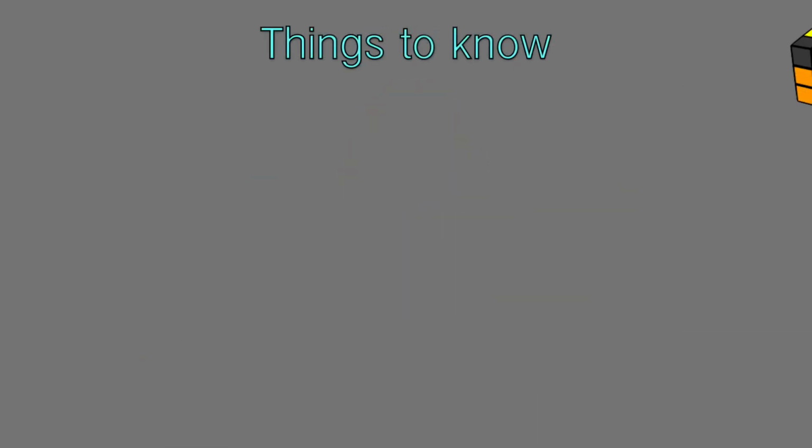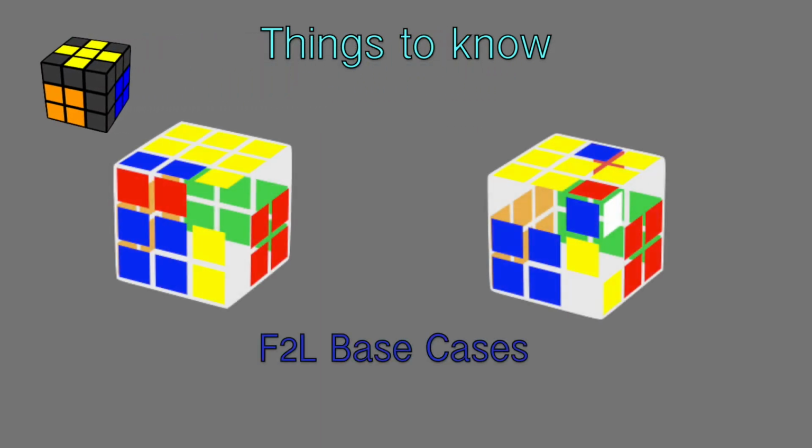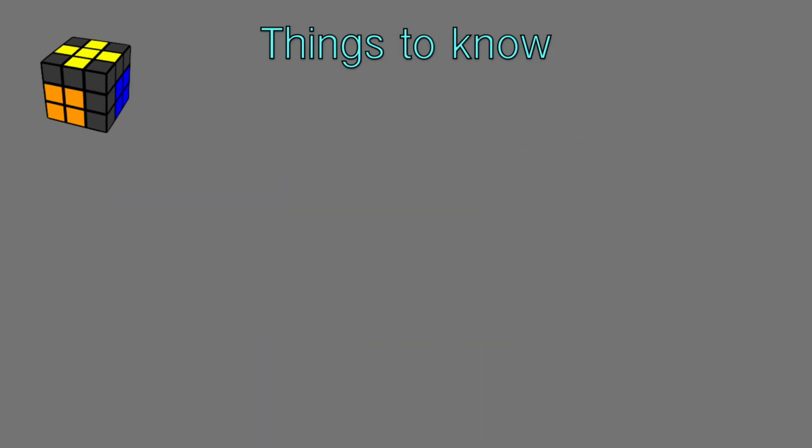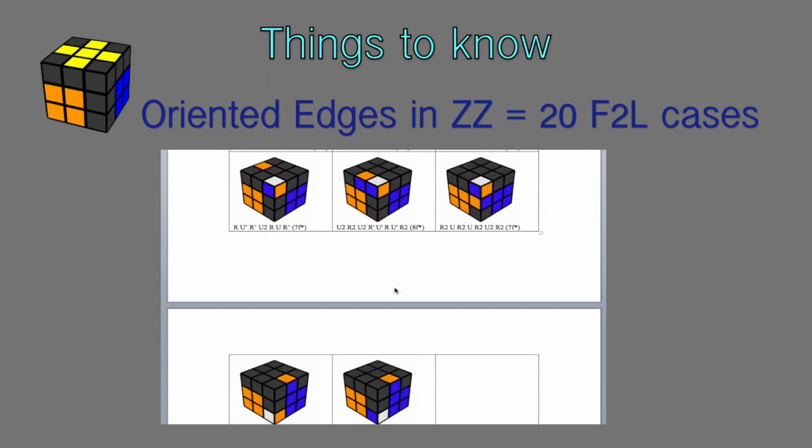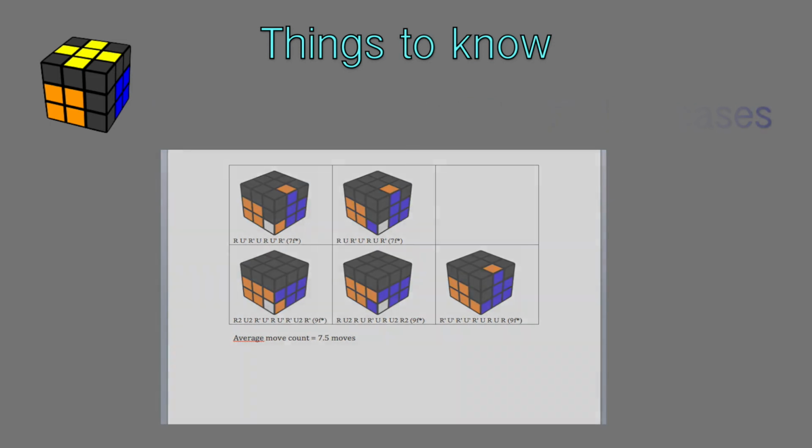Before I cover the methods that influence the last layer during the last slot, there are a few important things to keep in mind. These are the F12 cases I'll be talking about when I say F12 base cases. And as a reminder, in ZZ method, due to the edges being oriented, you only have 20 F12 cases instead of the 42 present in CFOP.